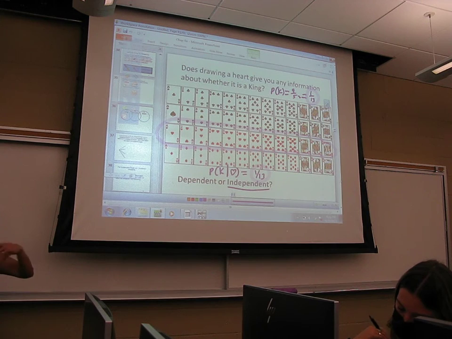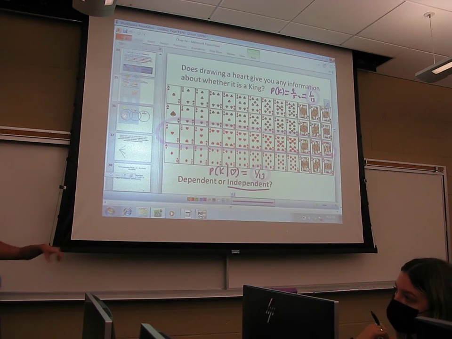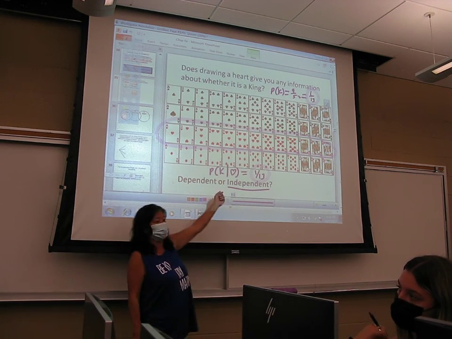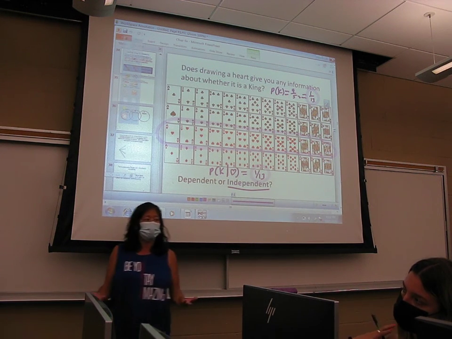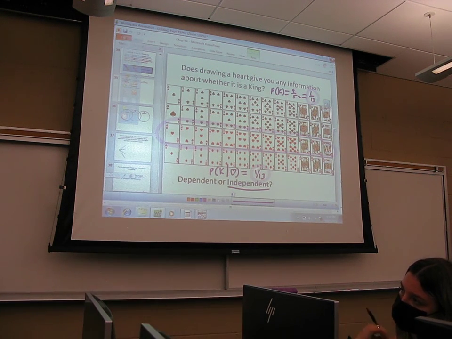Does everyone understand what I'm saying? Because it doesn't matter whether it's a heart or not. It's still 1 out of 13. It's independent of it. Okay, that's the definition. The probabilities don't change.